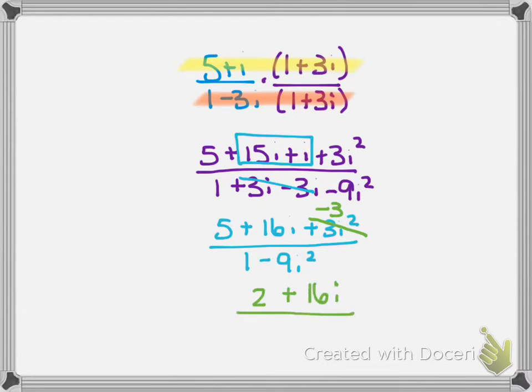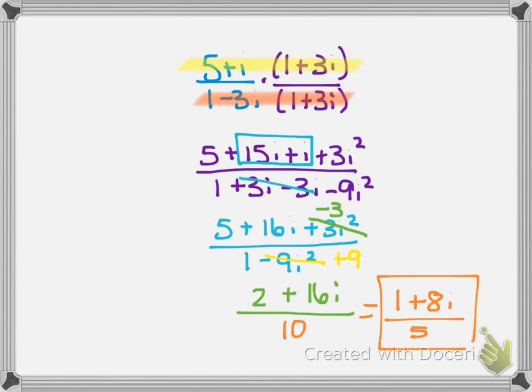In my denominator, that negative 9i squared is not going to stay as a negative 9i squared. It's going to be negative 9 times negative 1, which is a plus 9. So in my denominator, that would all simplify out to be 10. Because all of these are even, we can take a 2 out of everything and get a simplified answer of 1 plus 8i all over 5.